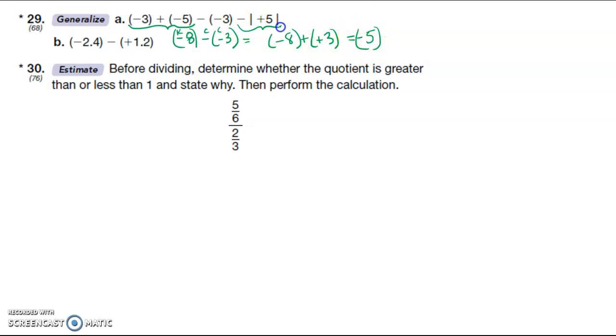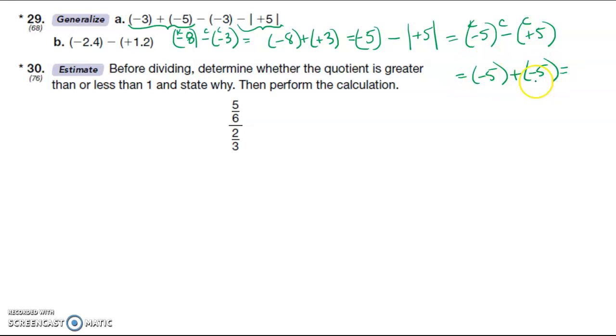And then I'm going to bring this down minus the absolute value of +5, which is -5 minus +5. This is a subtraction problem, so I'm going to keep change. I have -5 plus -5. Same sign, so I add and keep the sign. And that would be A. Let me change my colors.